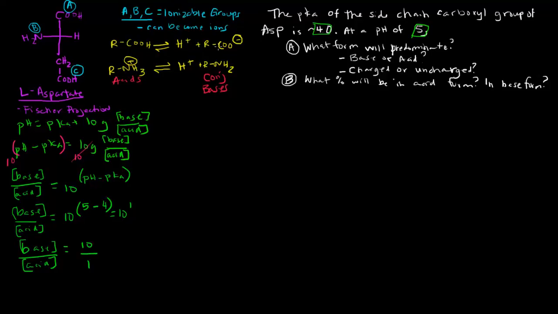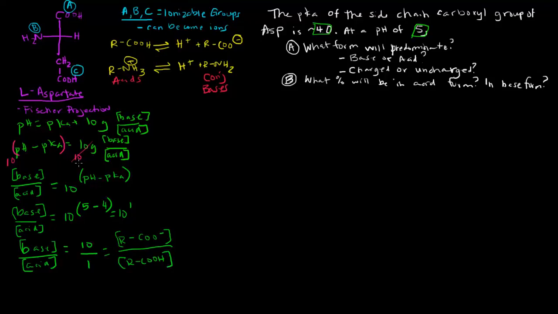So what's the base and what's the acid? Well, in our case, this is the conjugate base and this is the conjugate acid. So we know then that there's going to be 10 looking like this for every one that looks like this, protonated. I hope that makes sense.